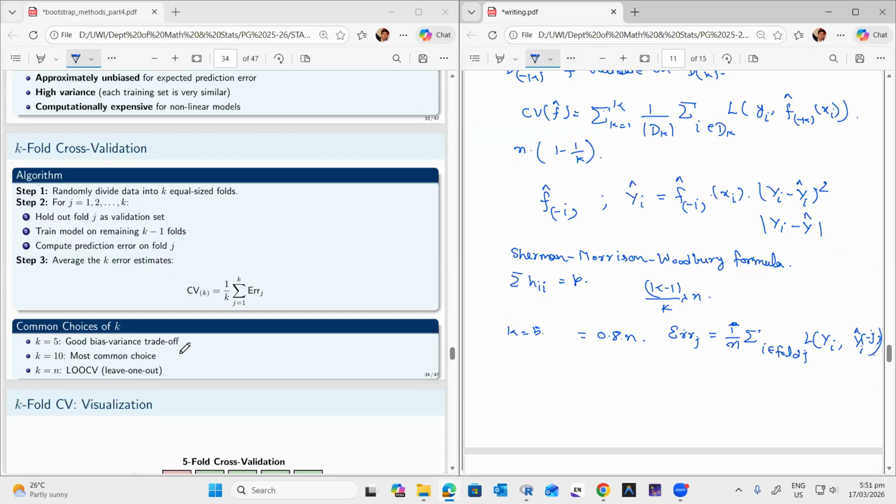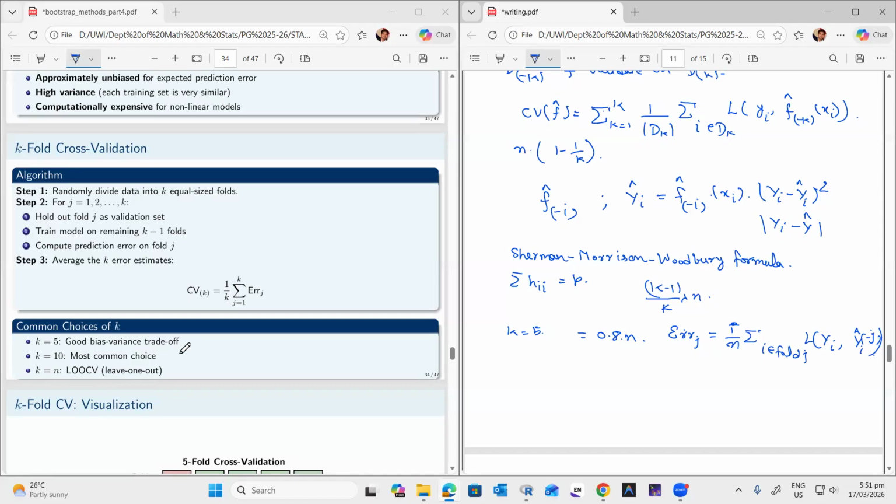So empirical and theoretical studies suggest that k equals 5 often provides a good compromise between bias and variance, especially for model selection. And k equals 10 is the most common choice. In that one, training sets are 90% of the data and reduce the bias compared to k equals 5 while still maintaining lower variance than LOOCV. The computational cost is still modest for the 10 fits.